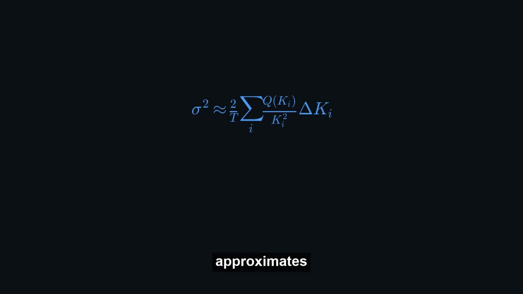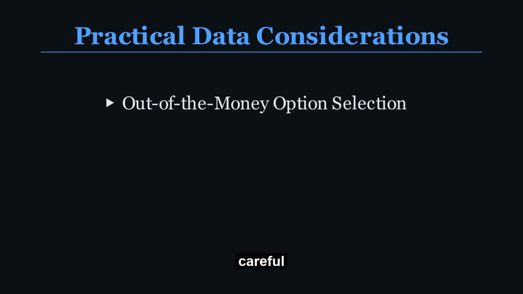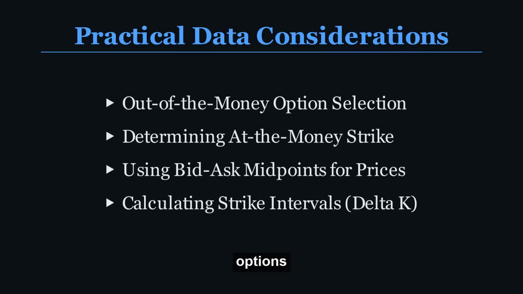The VIX methodology approximates the continuous integral of out-of-the-money option prices by summing contributions from discrete options. The core idea is that the variance $\sigma^2$ can be estimated by a weighted sum of option prices across different strikes. Specifically, for a given maturity, the variance contribution from each option is proportional to its price divided by the square of its strike price, scaled by the strike interval. This summation requires careful data handling. We must select out-of-the-money options, identify the two options closest to the forward price to determine the at-the-money strike, and then calculate the $\Delta K$ for each option. Furthermore, we must use the midpoint of the bid-ask spread for option prices to mitigate liquidity effects and ensure a fair representation of market consensus.